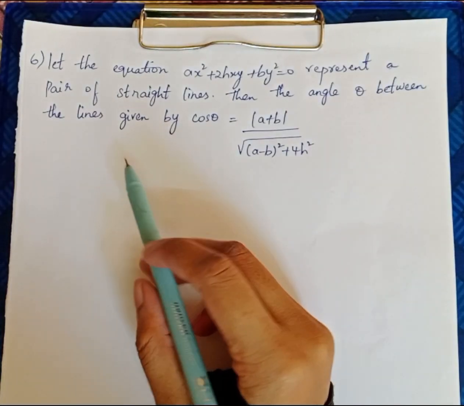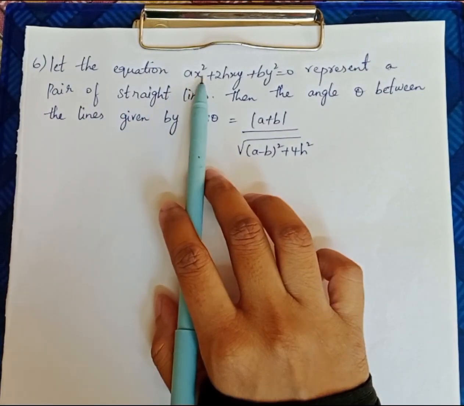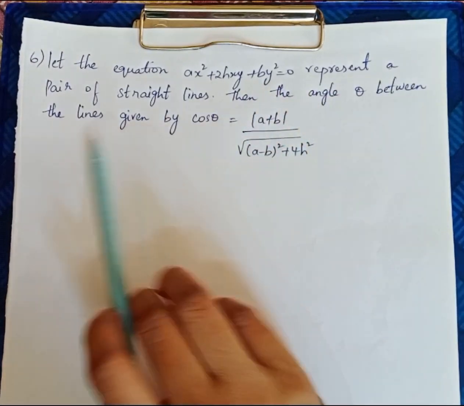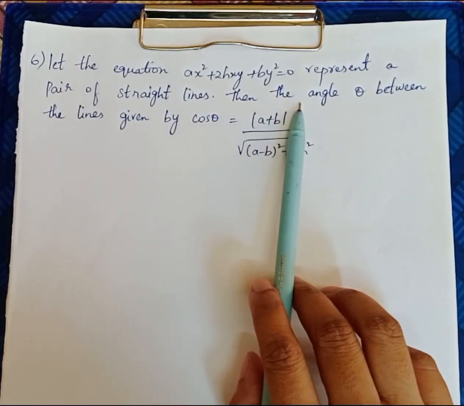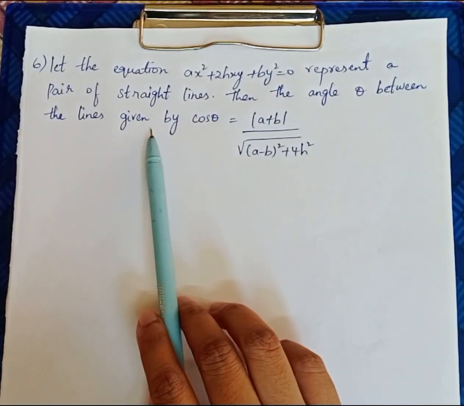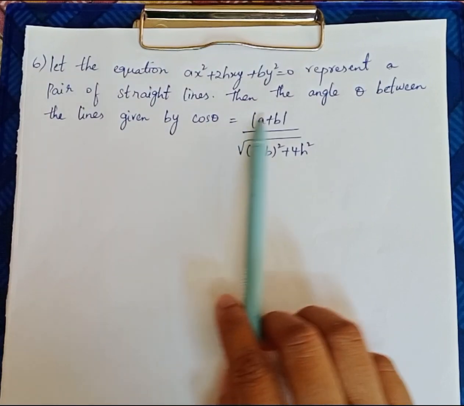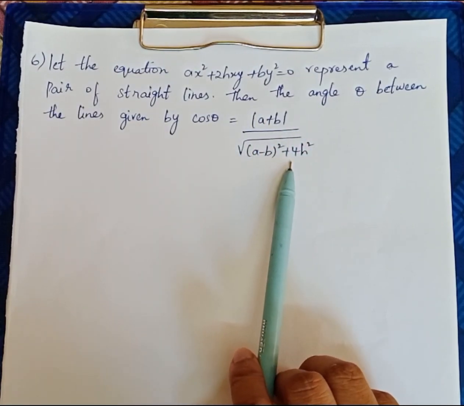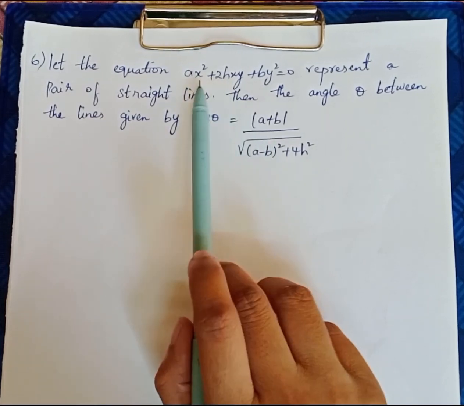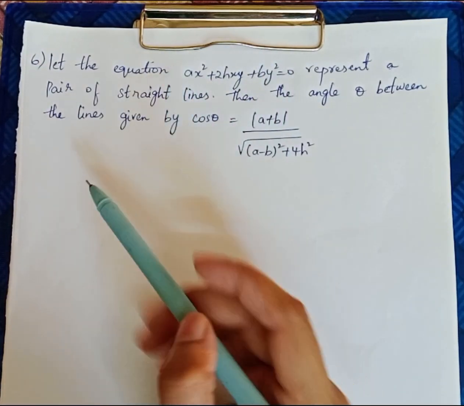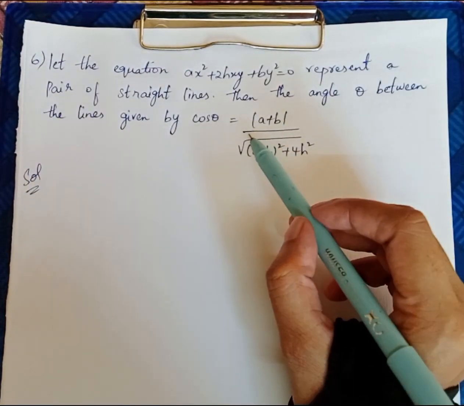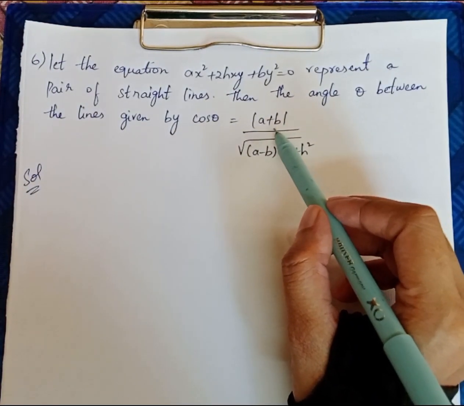So our next question is: let the equation ax² + 2hxy + by² = 0 represent a pair of straight lines. Then the angle theta between the lines is given by cos θ = |a + b| / √((a − b)² + 4h²). So here we have a pair of straight lines equation. We need to solve this and prove that cos θ is equal to this.